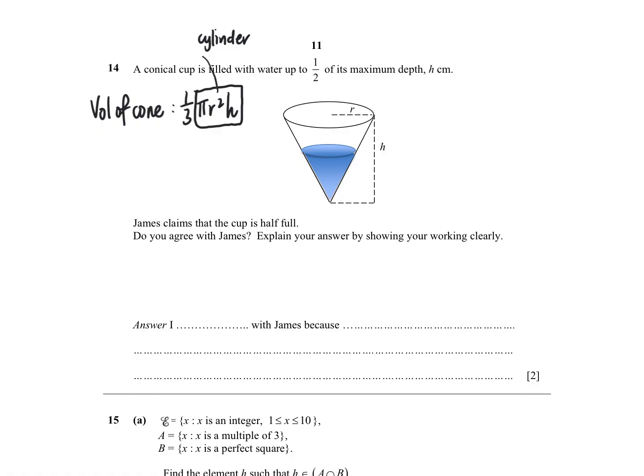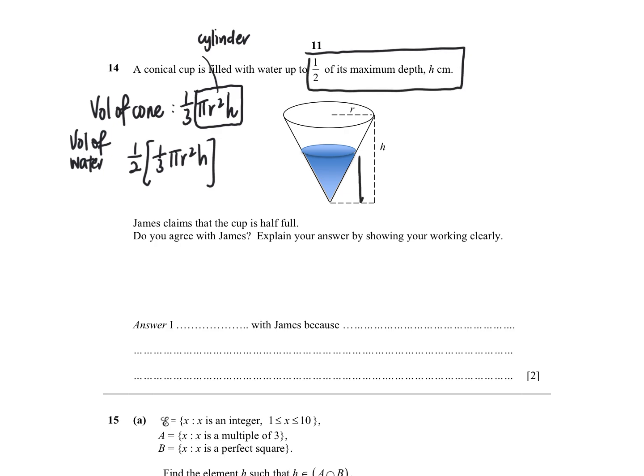Okay, so the volume of the cup by right is supposed to be half filled. So if it's half filled, then this is the volume of the water that you have. This is volume of water by right if it is half filled. Okay, but now they are saying that the cup is filled with water up to half of its maximum depth. So they are trying to tell you that this is H over 2.